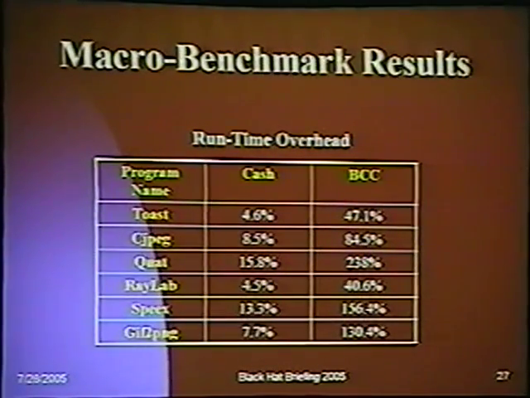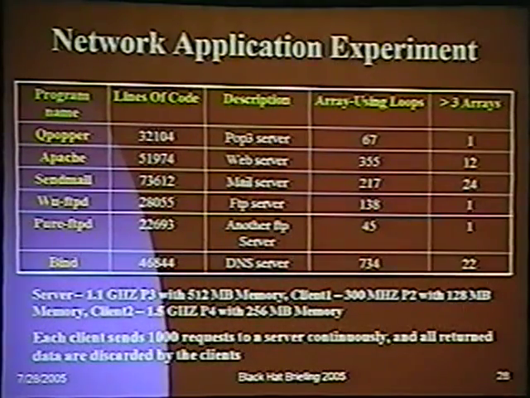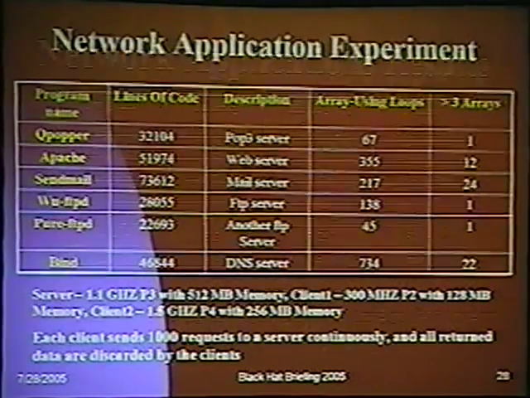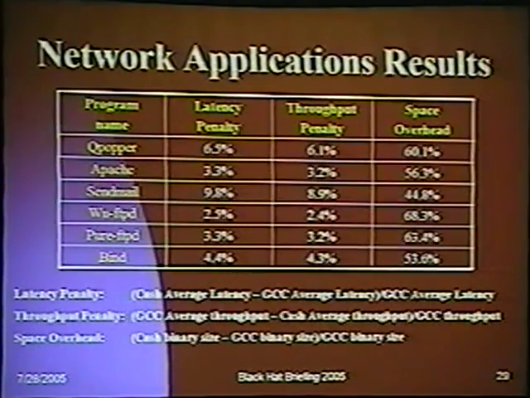But again, these are just macro benchmarks. What about real applications? So let's try really complete network applications like Qpopper, Apache, Sendmail, this FTPD and BIND, name server, and so on. These are big programs. Nobody can claim that this is a toy program, right? Let's try the real thing. Again, we do the same thing, analyze the whole thing. And then we do two tests: one is a latency test and one is a throughput test. And the other is on binary space overhead.